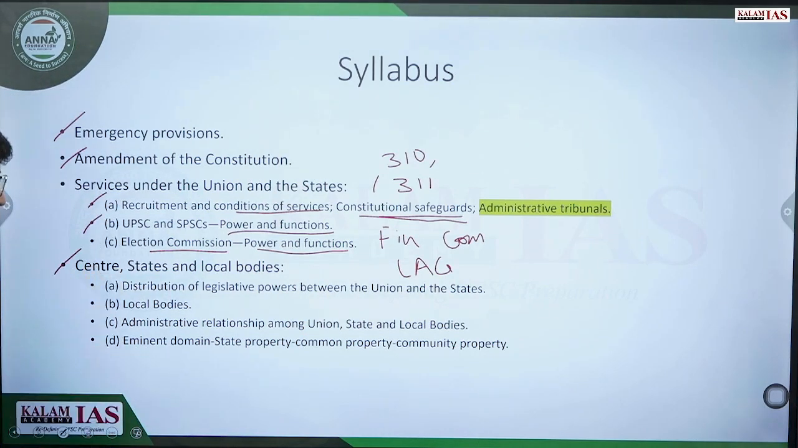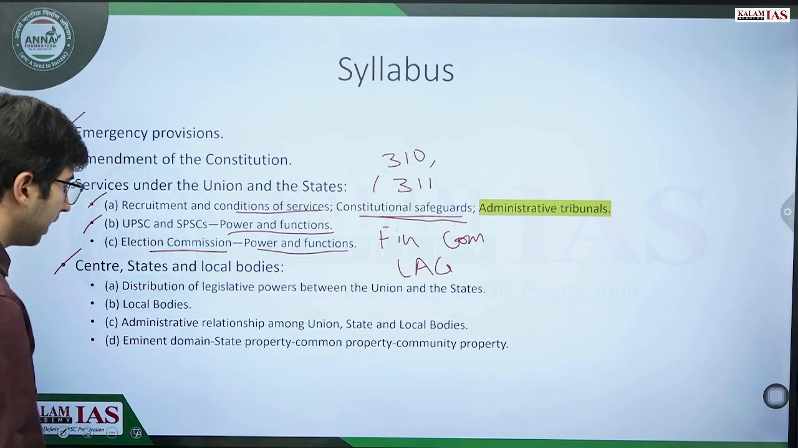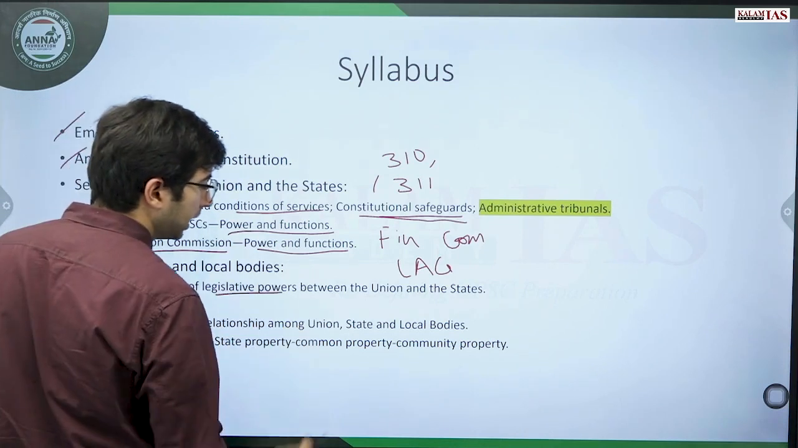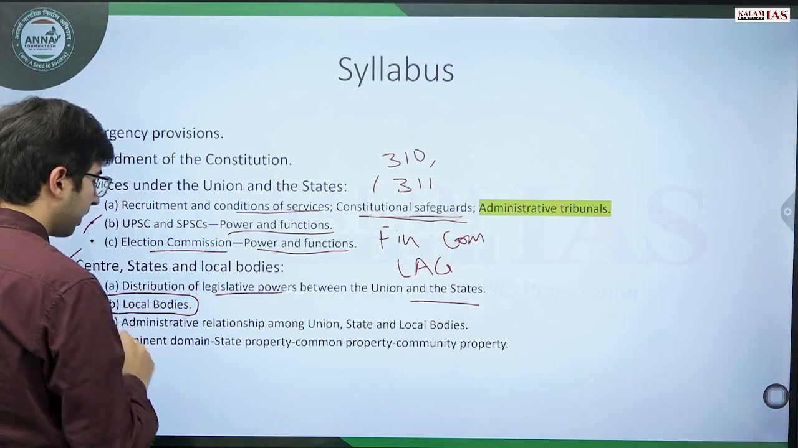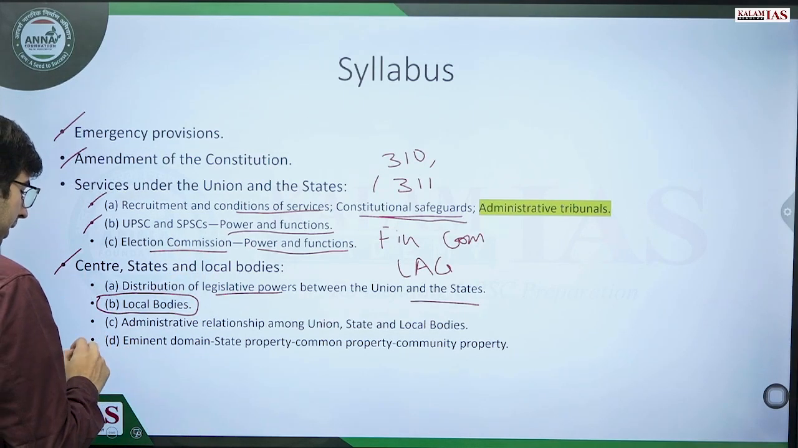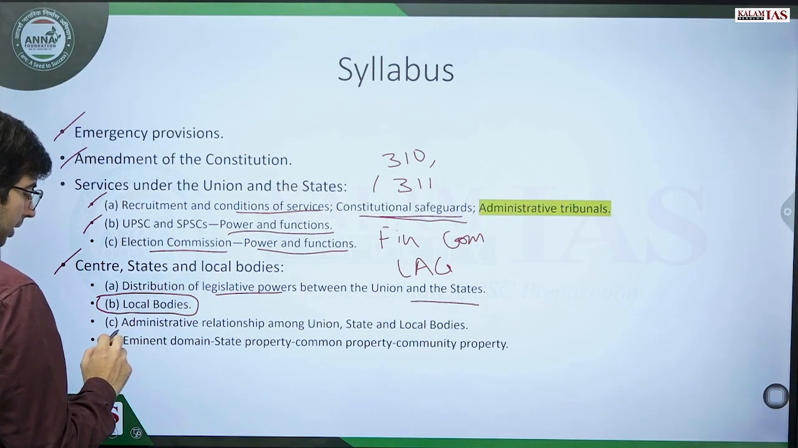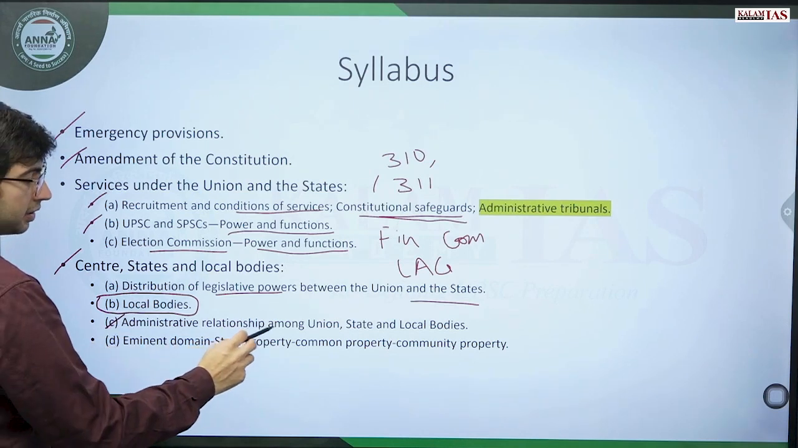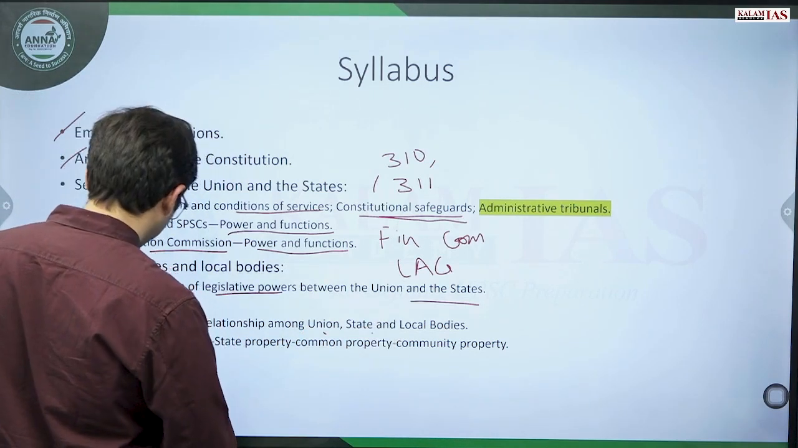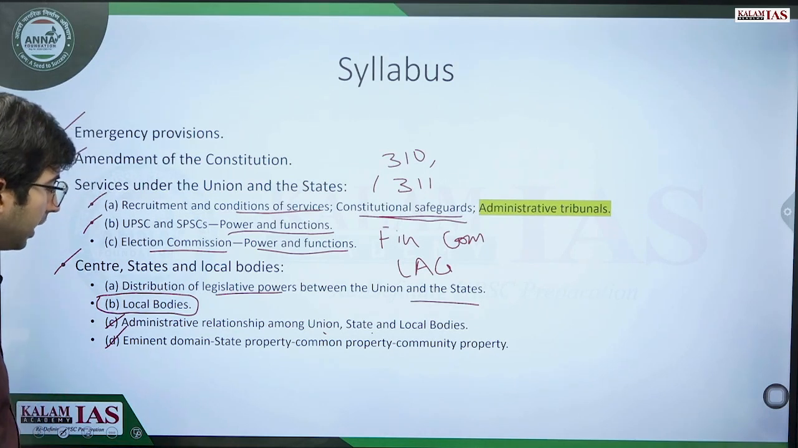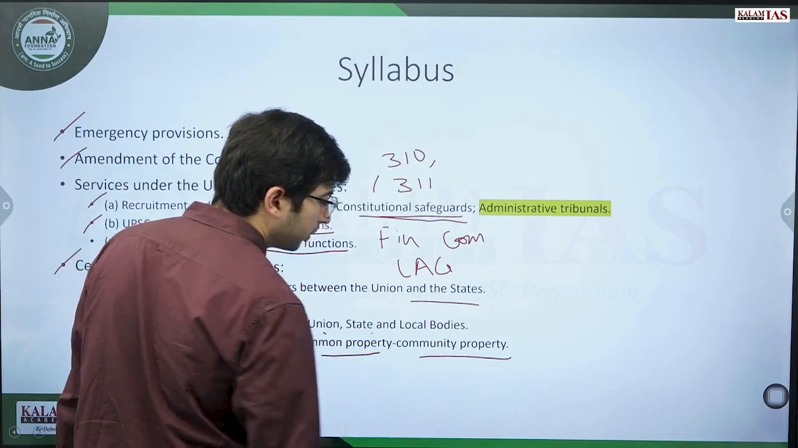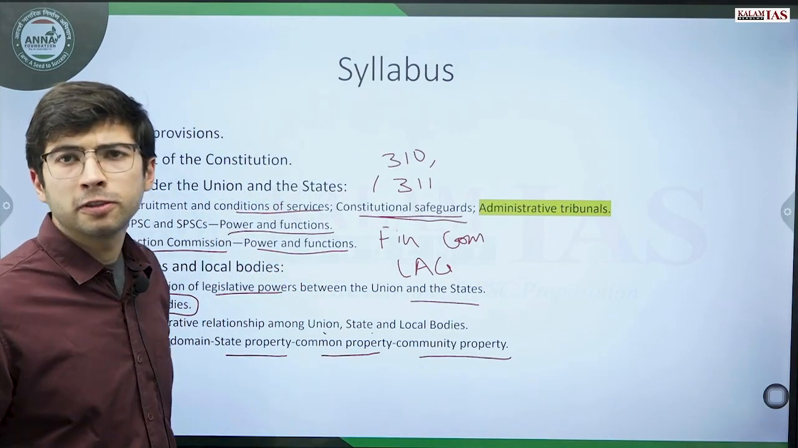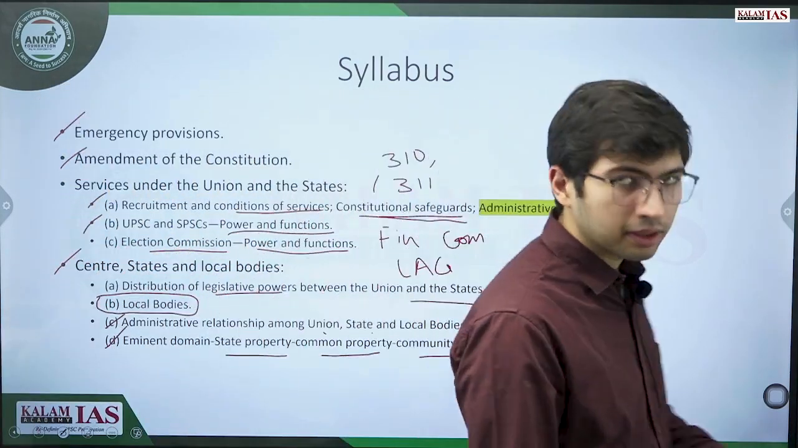Then we have the center, states and local bodies. This is what the heading says, the distribution of legislative powers between union and states, and local bodies. This as a topic we will deal with towards the end of the entire lecture course. Then administrative relations between union, states and local bodies. Lastly, eminent domain, which is state property, common property, community property, and the power of land acquisition.